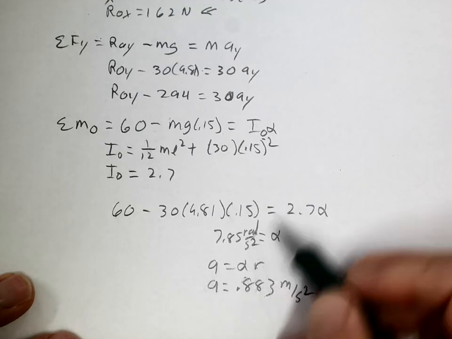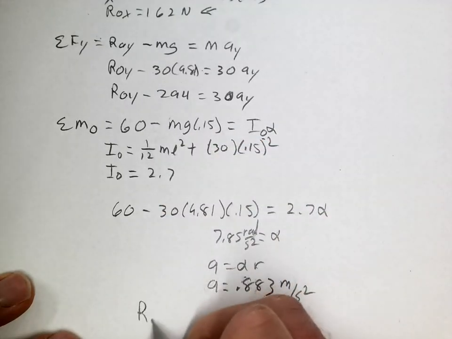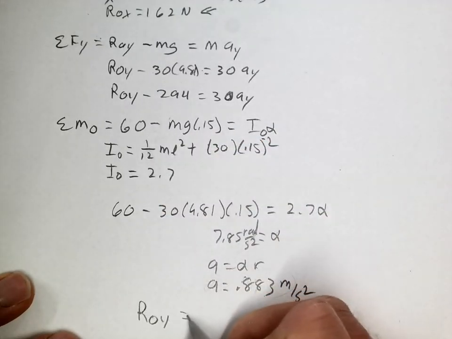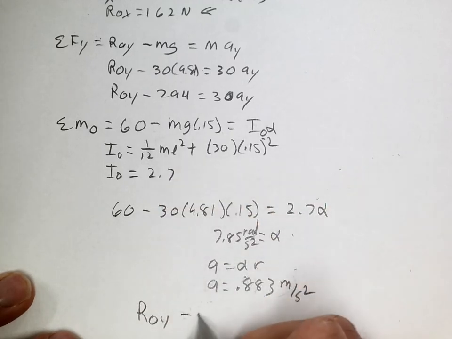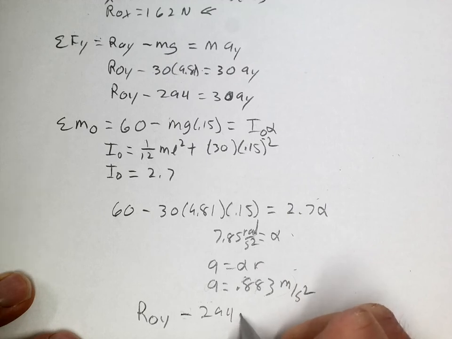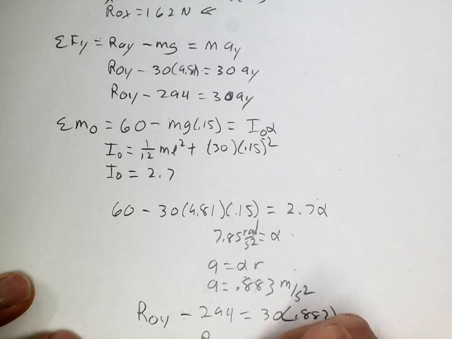Now putting this into the equation up here, we can solve for ROY. ROY minus 294 is equal to 30 times 0.883, and ROY is equal to 321 newtons. That's it.